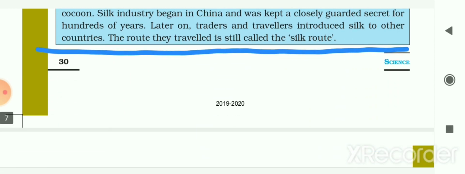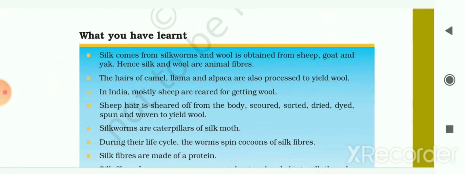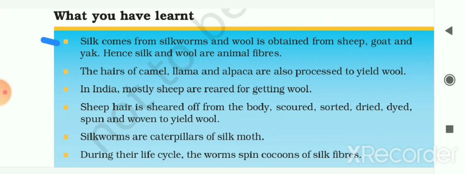So now let me see what we have learned from this chapter. We had seen that silk comes from silkworms and wool is obtained from sheep, goat and yak, and hence silk and wool are animal fibers. The hairs of camel, llama and alpaca are also processed to yield wool. In India, mostly sheep are reared for getting wool. Then we had seen sheep hair is sheared off from the body and scalded, sorted, dried, dyed, spun and woven to yield wool.